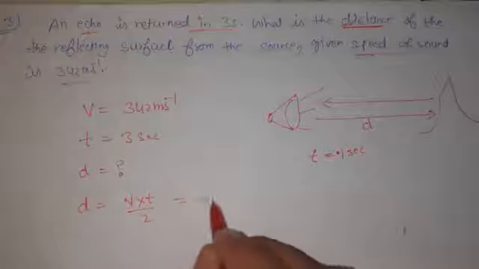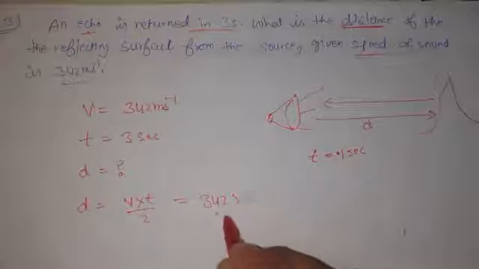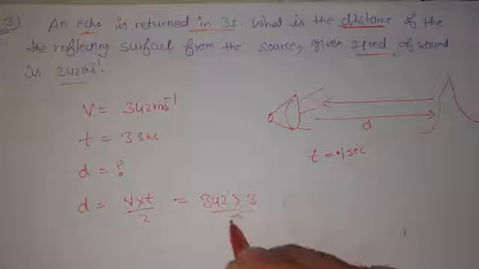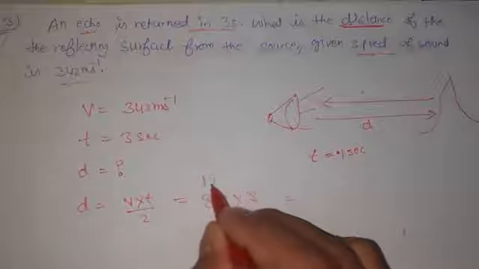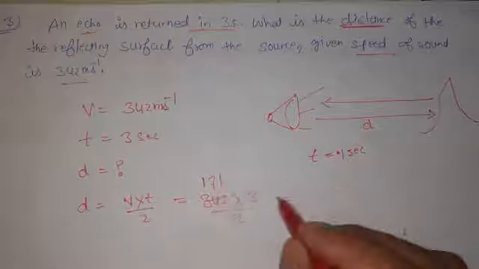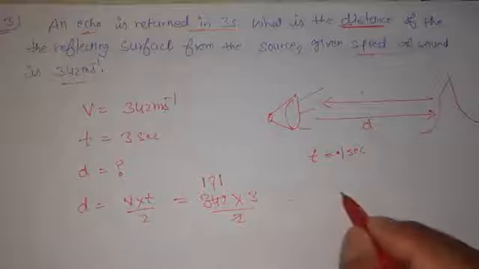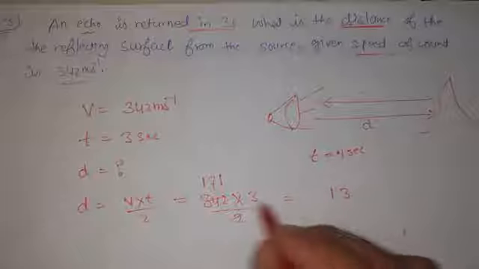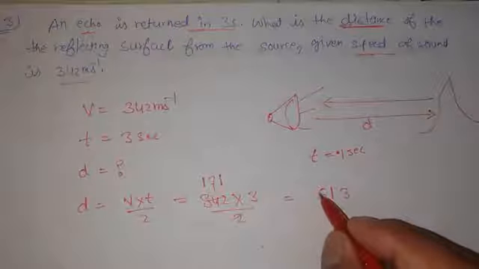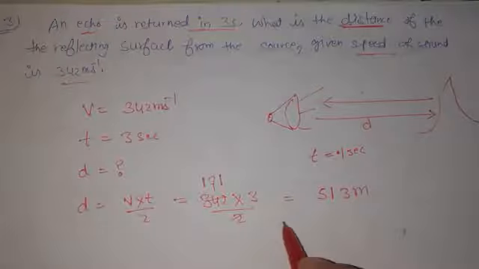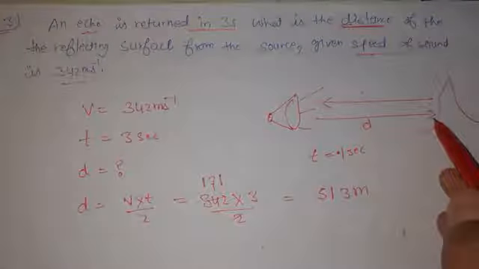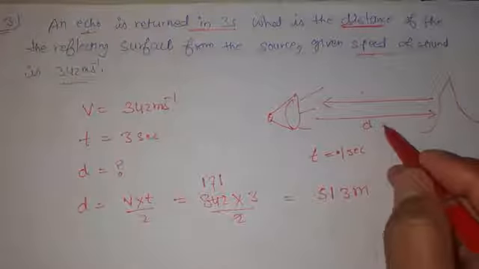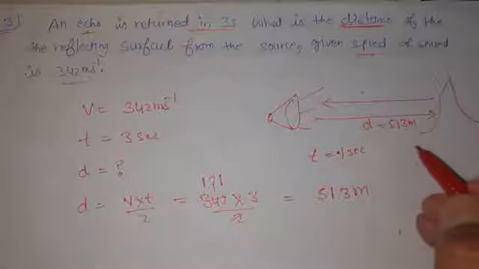Thus we have 342 into 3/2, which in turn is equal to 171 multiplied by 3. 3 times 1 is 3, 3 times 7 is 21, and 3 times 1 plus 2 is 5. So it is 513 meters. Thus we obtained that the sounding source is at a distance of 513 meters from the reflecting surface.